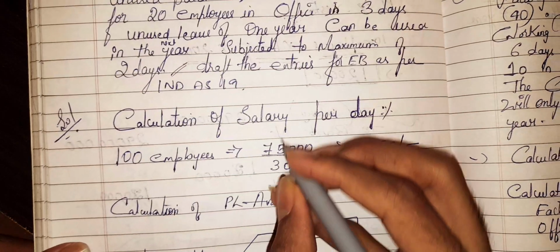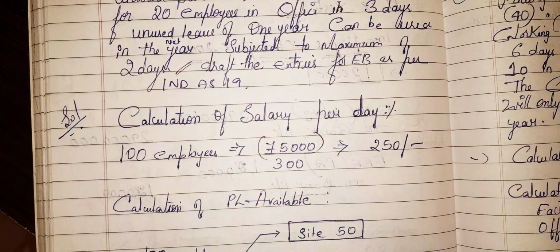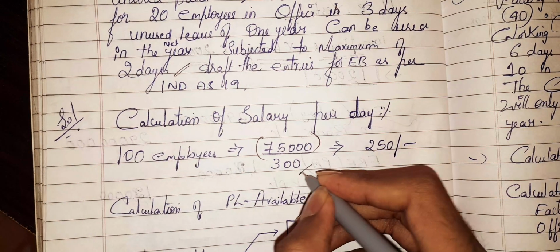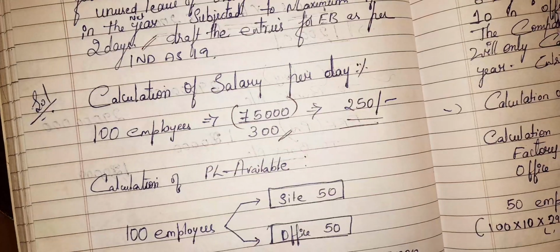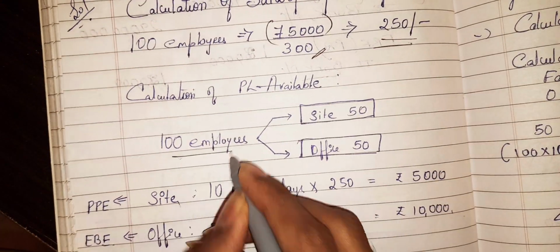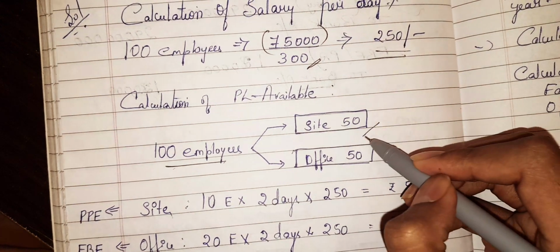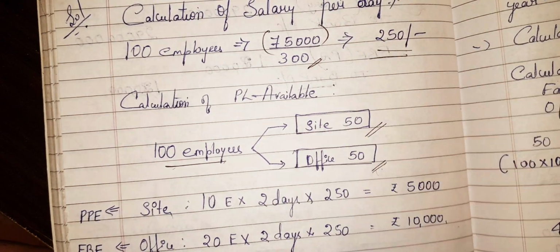So total, one employee is taking 75,000 rupees salary for one year. Working days in a year is 300. So per day salary will be 250 rupees. So total 100 employees are there. 50 employees work in site and the remaining 50 work in offices.